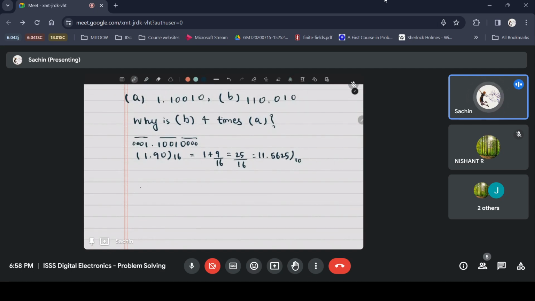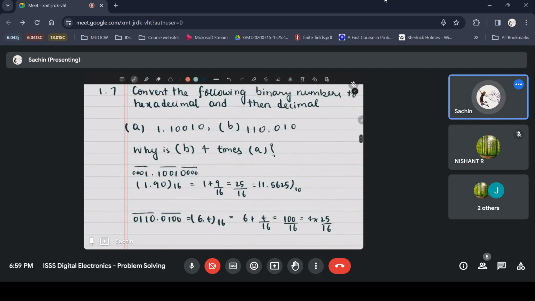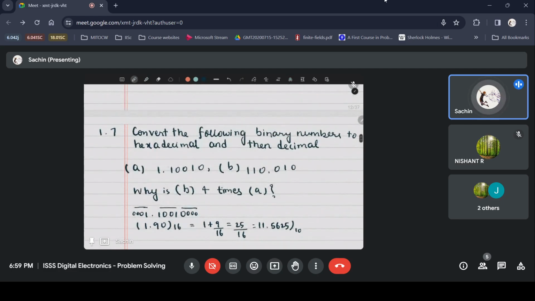And the number b, 110.010, again you group 4 bits together, which is 6.4, which will be 6 plus 4 over 16, which is 100 over 16, which is obviously 4 times 25 over 16. So the second number is 4 times the first number, and that you can see from the fact that the binary point is shifted 2 times to get the second number.